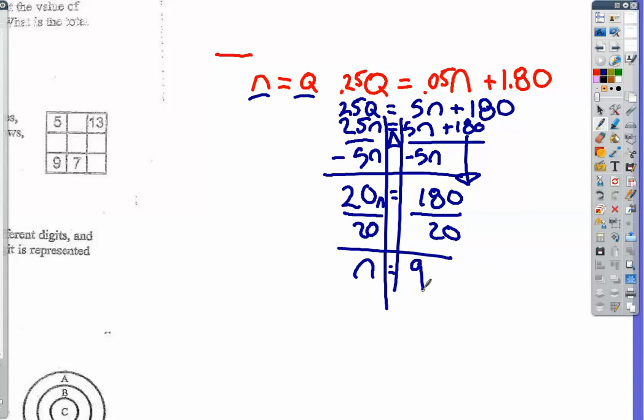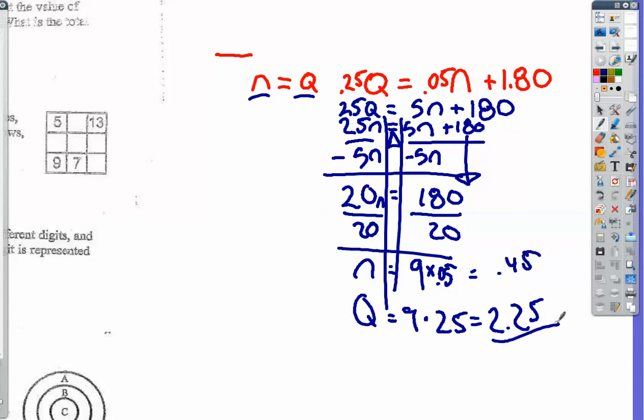9 nickels. Well, if we have 9 nickels, how many quarters do we have? 9 quarters, because we have an equal number of both, right? Well, what is 9 times 25 cents? That would be $2.25, right? Because 8 quarters is $2, another quarter is 25. We have 9 nickels. 9 times 0.05 is going to be equal to 45 cents, which gives you a grand total of $2.70, because I teach math and I can add.